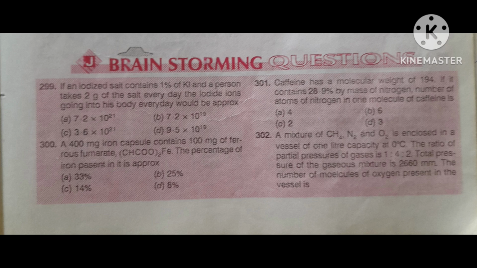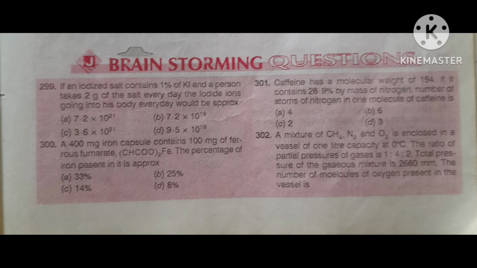Okay. Next question, I am reading 301. Caffeine has a molecular weight of 194. If it contains 28.9% by mass of nitrogen, the number of atoms of nitrogen in one molecule of caffeine is: first option 4, second option 6, third option 2, fourth option 3.